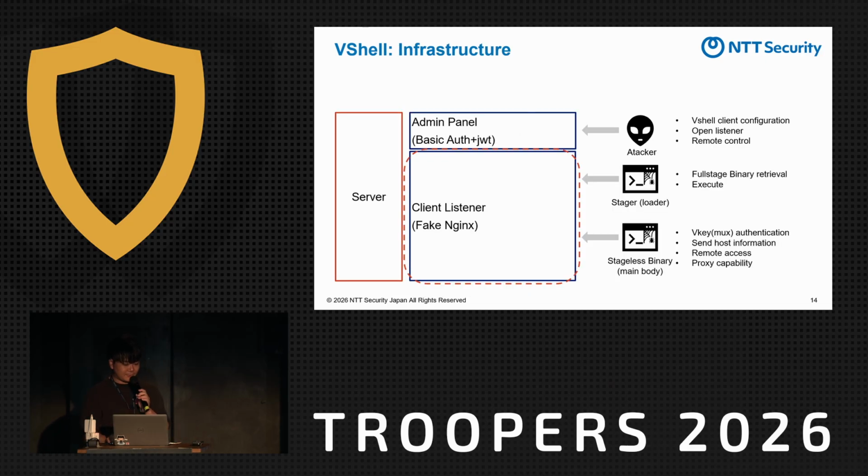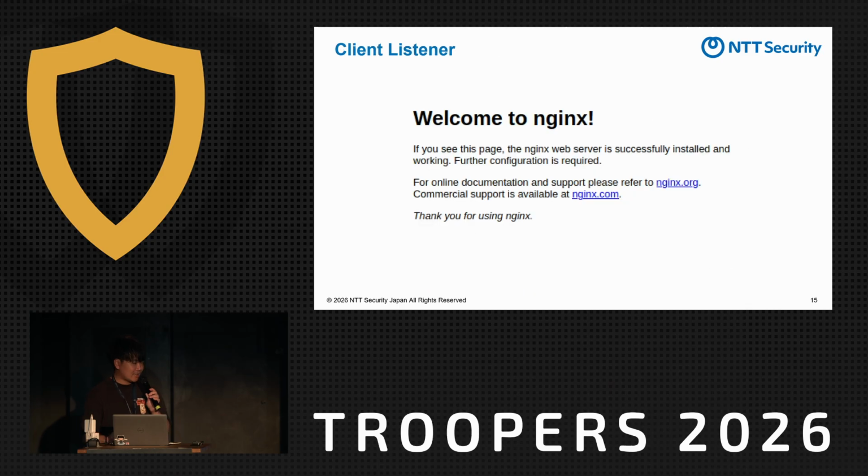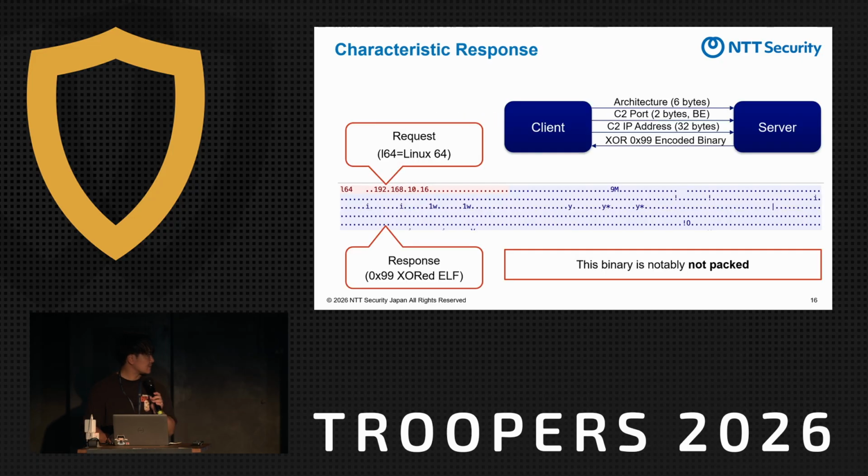Next, we focus on the client listener. Maybe you are very familiar with this view. This is the very familiar Nginx default page. The client listener of the VShell server is used for communication between the server and clients. The client listener returns a fake Nginx default page in response to a simple GET request. It can be used for hunting VShell servers.